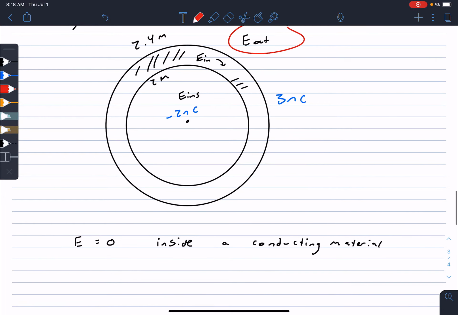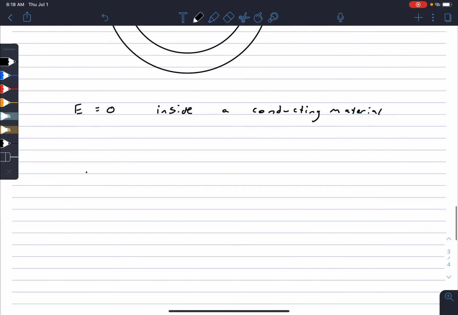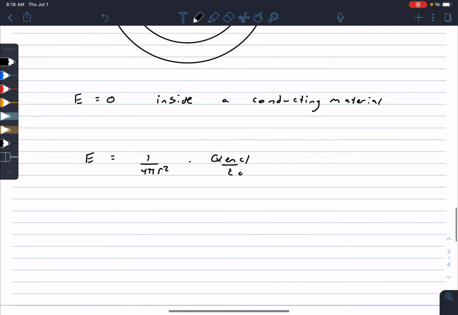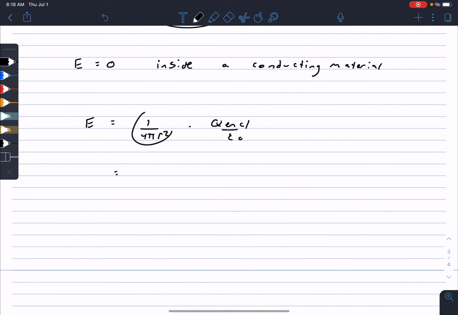Okay, good. Now we want to do E outside. For this, we just use Gauss's law again. So we have 1 over 4 pi r squared times charge enclosed over epsilon naught. That's going to equal, this is our K.